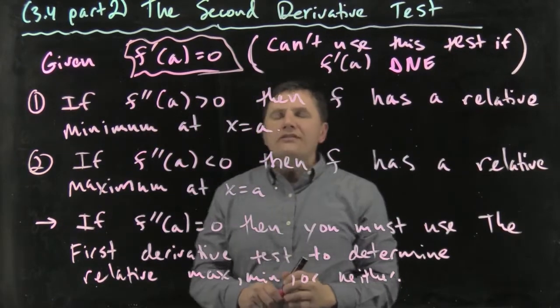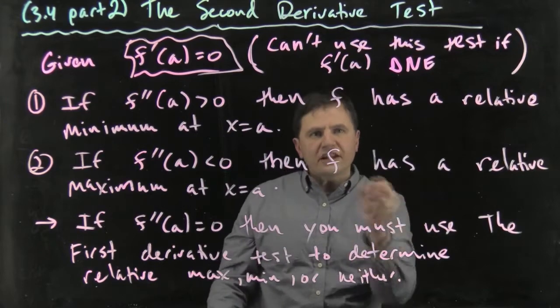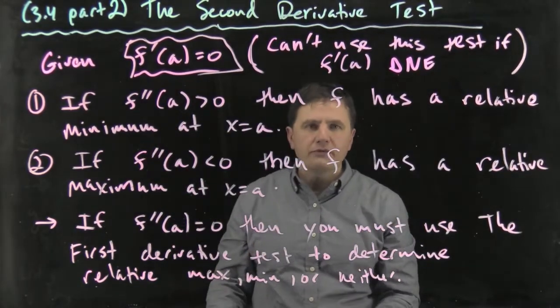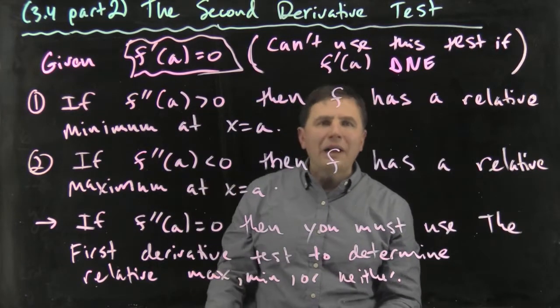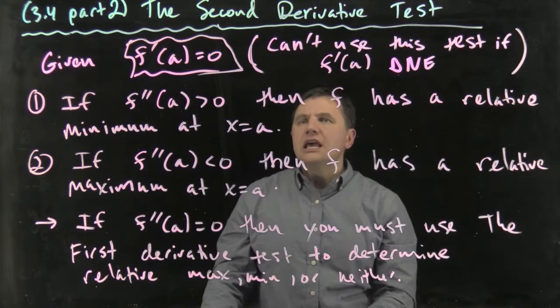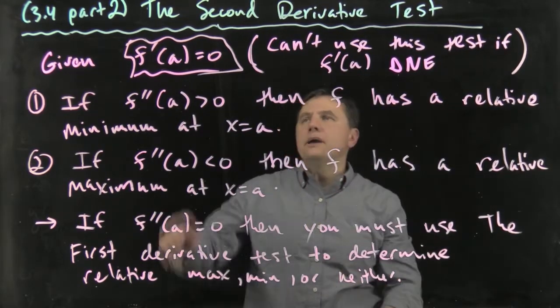Okay, so basically it's pretty simple. You take the critical point, instead of doing a number line, you take that critical point and plug it directly into your double derivative. If your double derivative is positive, now think about what that means, as we talked about in the other video. If your double derivative is positive, it means we're concave up.